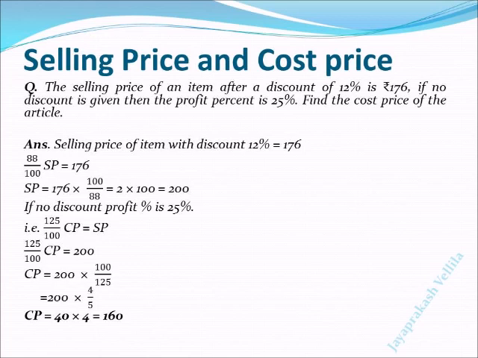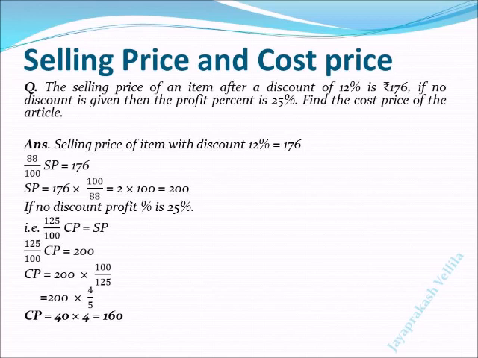Here it is given that the selling price of the item with the 12% discount is equal to 176. 12% discount means 88% of the selling price is 176. Therefore, selling price equals 176 into 100 by 88. This 88 by 100 going to the right side becomes its reciprocal.